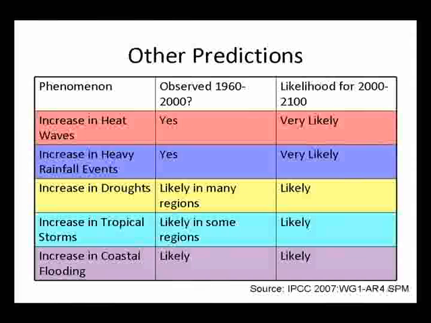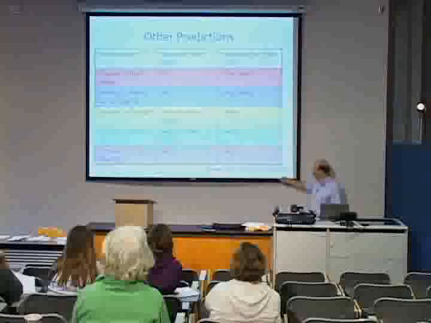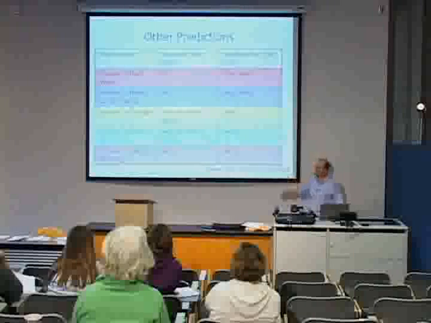So here's what the IPCC panel says about the likelihood of different consequences. Increase in heat waves: have we seen them yet? Yes. Are we going to see increases in them? Very likely. Heavy rainfall: have we seen it yet? Yes. Are we going to see more of it? Very likely. Droughts: we've probably seen them already, and we're going to see more of it. Tropical storms: we've probably seen some of the increase, and we're likely to see more of it. Increasing coastal flooding: yes, we've probably seen it, and we're going to see more.